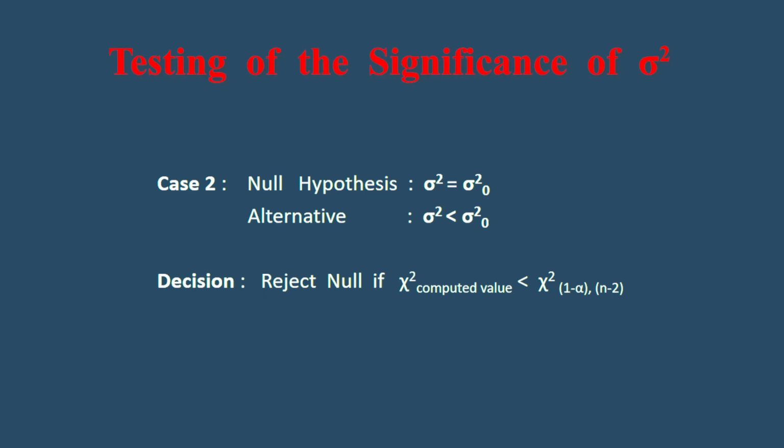There are some important points to be noted in this particular slide. First of all, the sign is of the less than type, because it is operating on the left hand side of the distribution.